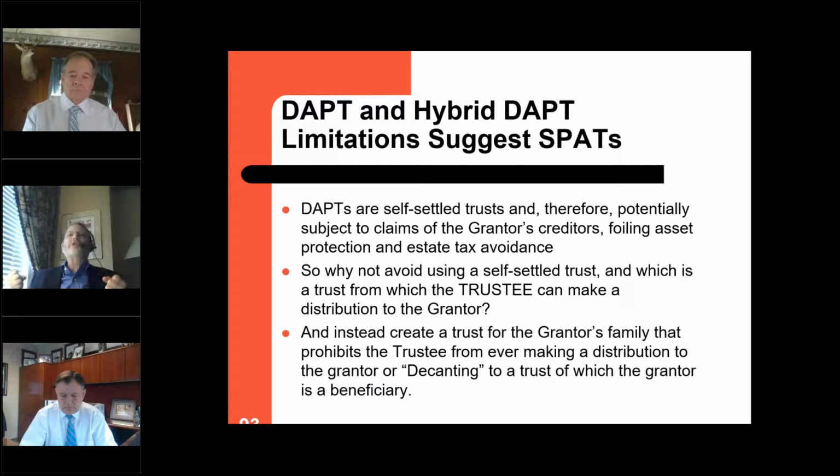And if you're struggling to get, let's say, two non-reciprocal SLATs done before the end of the year, make one a hybrid DAT, the other a SLAT. Make one a SPAT, one a SLAT. You're creating yet another great difference between the trusts to help break the reciprocal trust doctrine.